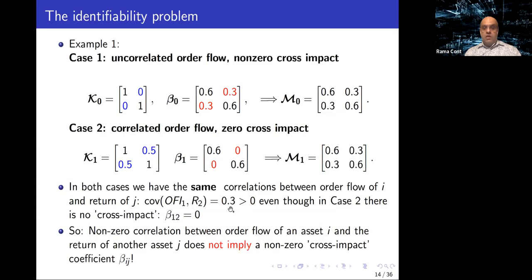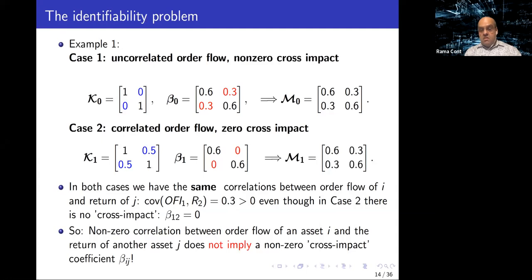Okay, so this example clearly shows that simply observing a non-zero correlation between the order flow of one asset and the return of another asset does not imply that you need a non-zero cross-impact coefficient in the model. And this is for 2 assets, and if it's 500, then it means that it does not imply that you need those 25,000 coefficients.